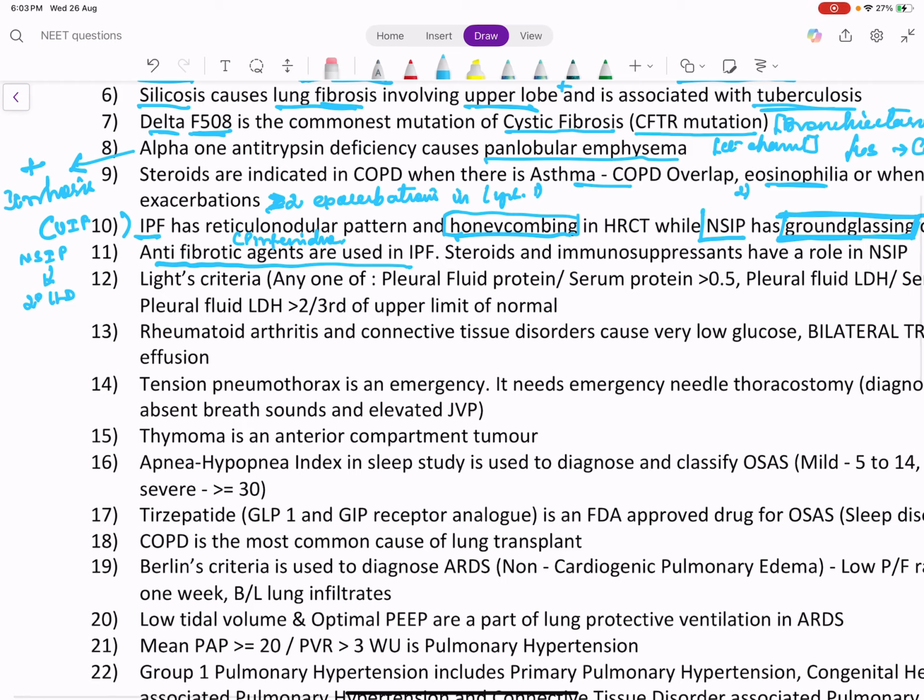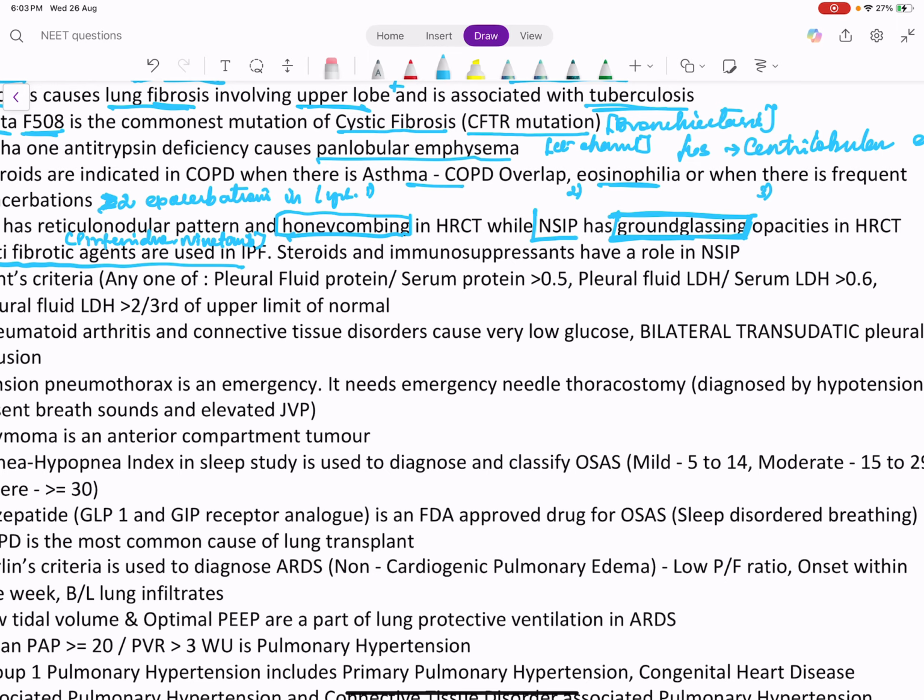Pirfenidone and nintedanib. These are the drugs used in IPF. Whereas in NSIP, we use steroids and immunosuppressants because NSIP is commonly associated with autoimmune diseases, except RA, because rheumatoid arthritis is associated with UIP.